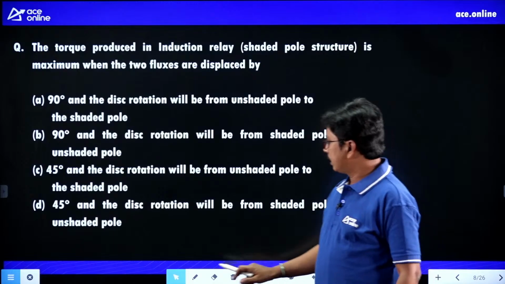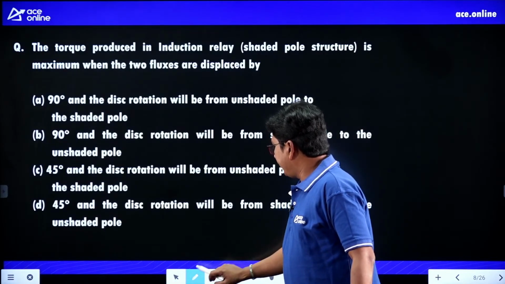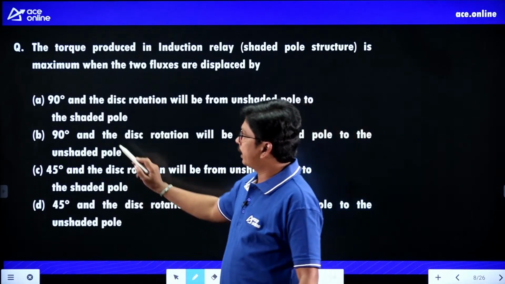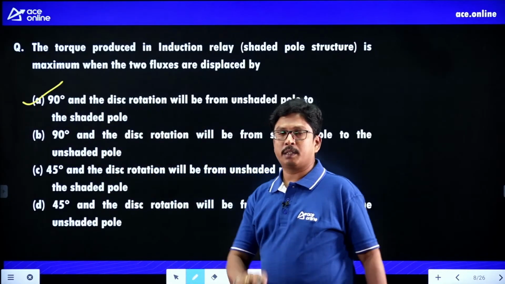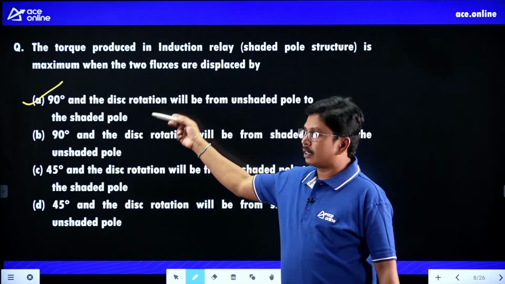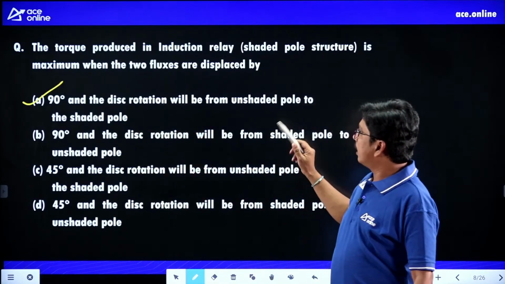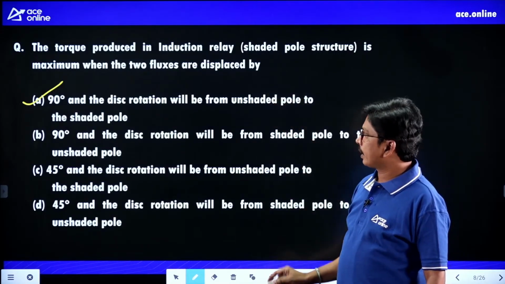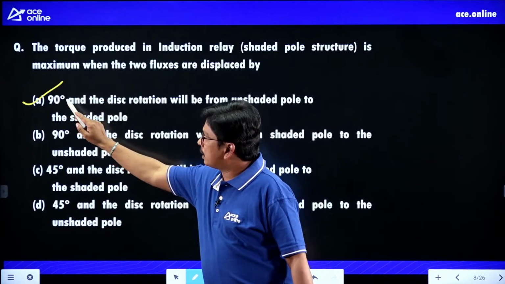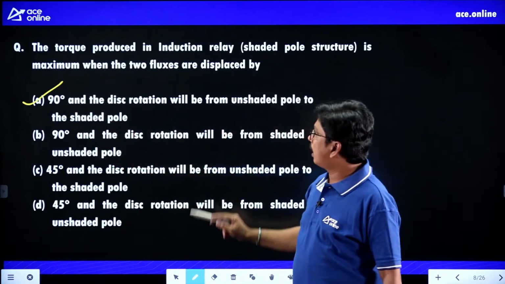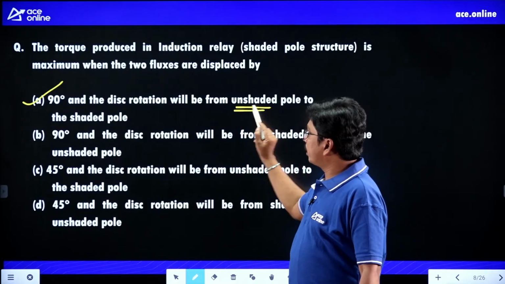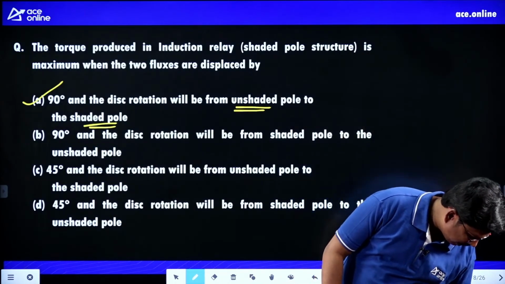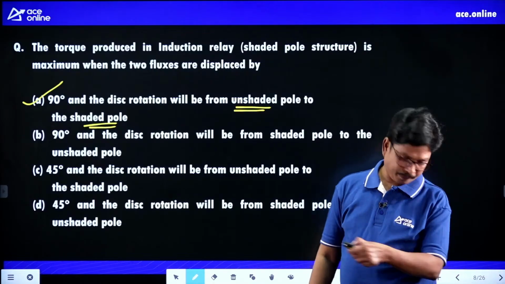The perfect answer: the angle is 90 degrees and the disk rotation will be from unshaded pole to the shaded pole. We know the flux in the shaded pole will be lagging the flux in the unshaded pole. So the angle difference between those two fluxes will be 90 degrees, and the disk rotation will be from unshaded pole to the shaded pole. Most of the students have given the perfect answer. Very good. Next question.